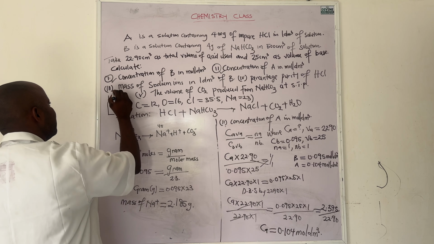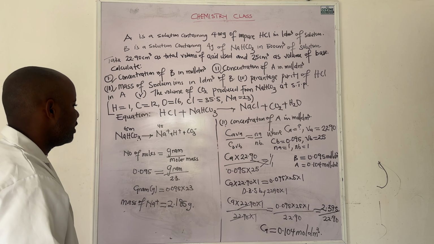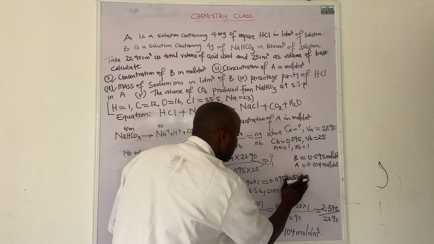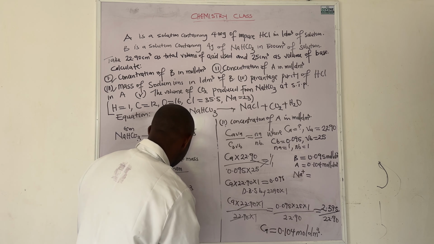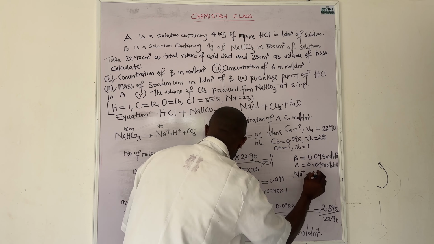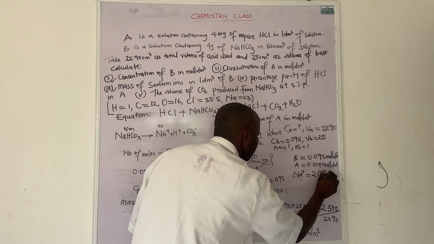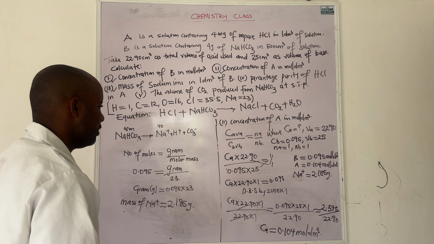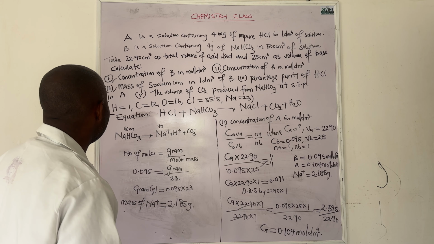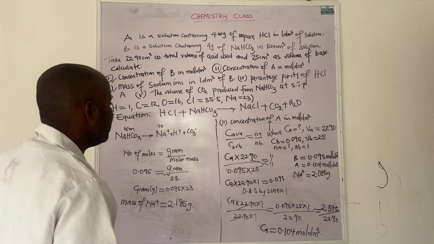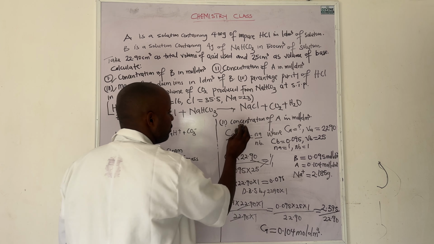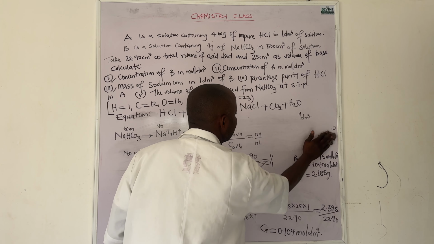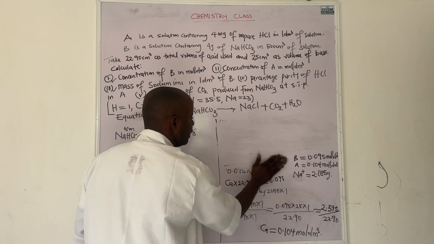So we are done with this. The mass of sodium ion that we obtained is 2.185 gram. By so doing, we can look for the other values. We are done with option 3, and now we are going for percentage purity. Let's solve for percentage purity.